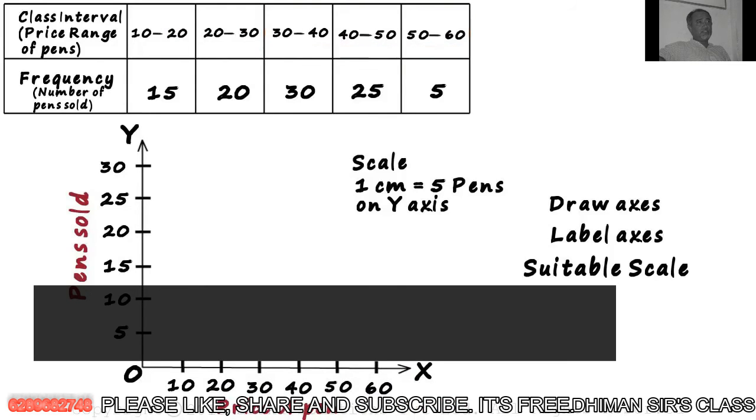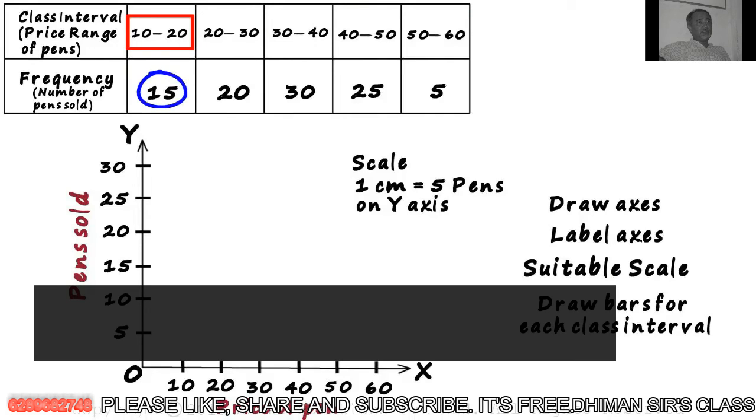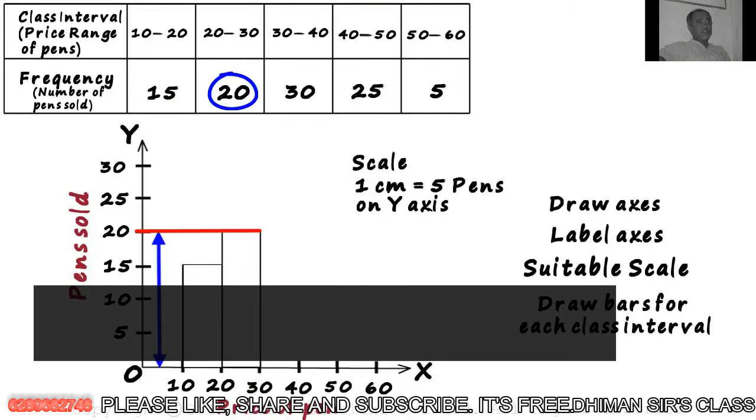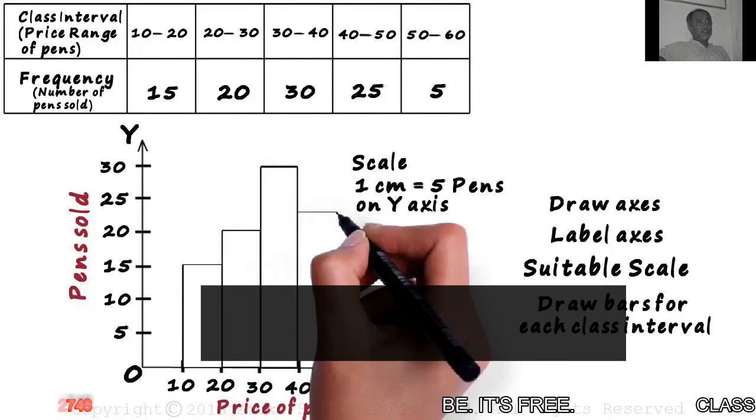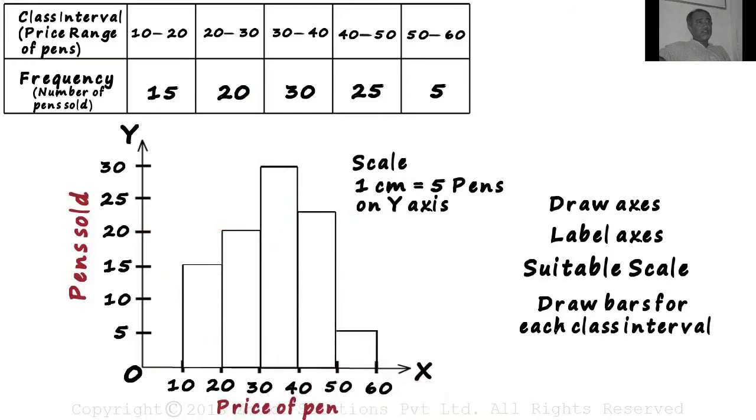That's it. Now we just have to draw appropriate bars for each class interval. For the range 10 to 20, the frequency is 15. So based on the scale, we draw a bar of length 3 centimeters. For a frequency of 20, we draw a bar of length 4 centimeters. And we continue the process till we reach the last range.